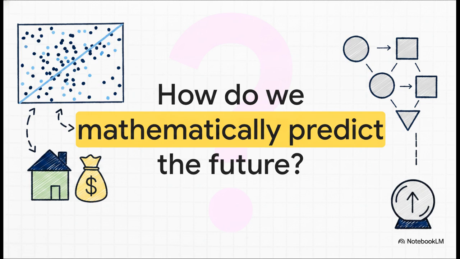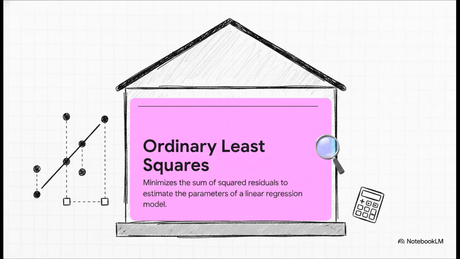If you plot 50 houses on a graph, those dots are going to be scattered everywhere, right? So how do we draw a single, reliable line through that messy cloud of dots to predict the price of the 51st house? That brings us to our foundation, ordinary least squares, or OLS. Now, OLS is just a fancy way of saying drawing the best fitting line. When we draw a line through our data, our prediction is never going to perfectly hit every single dot. The distance between our line and the actual dot is our mistake, or what statisticians call a residual.